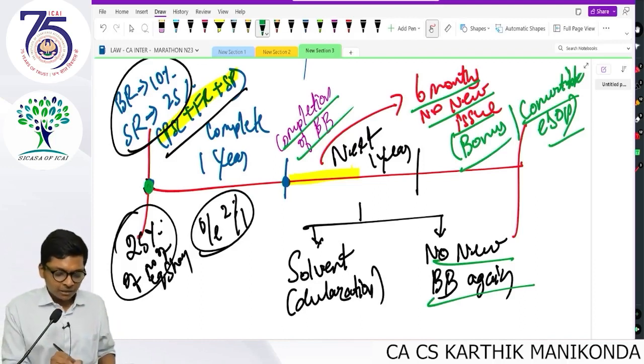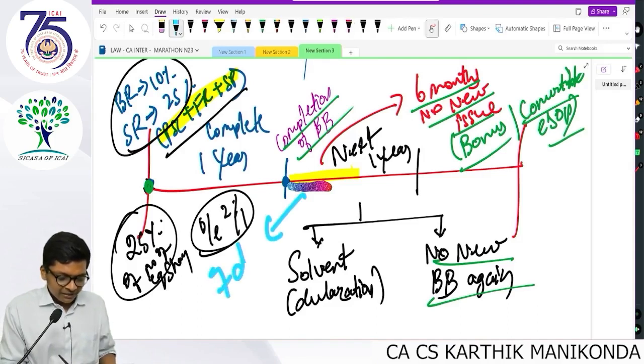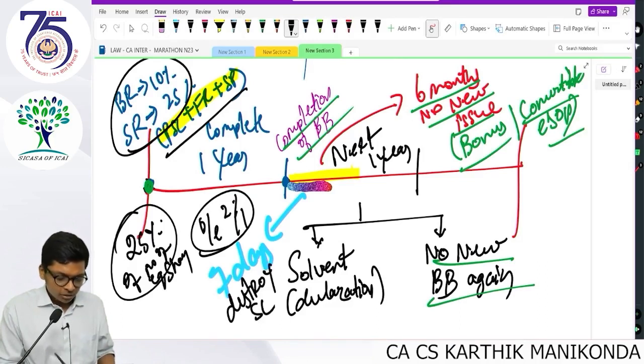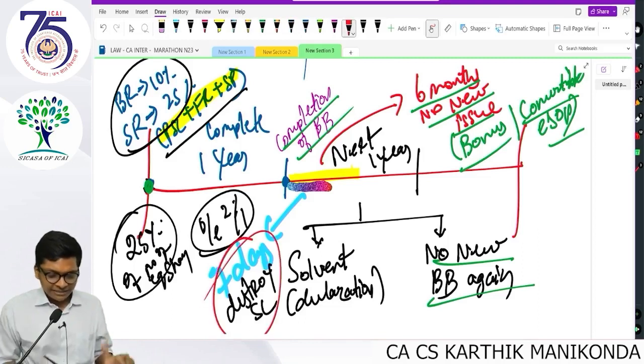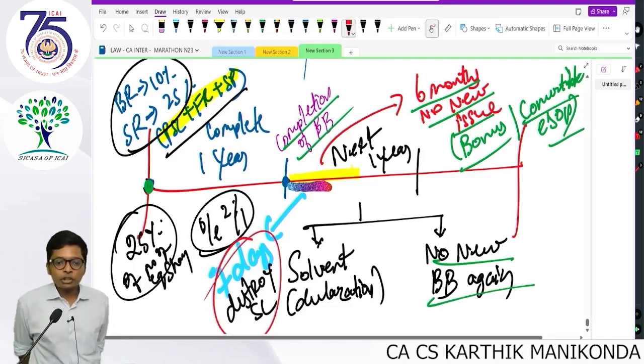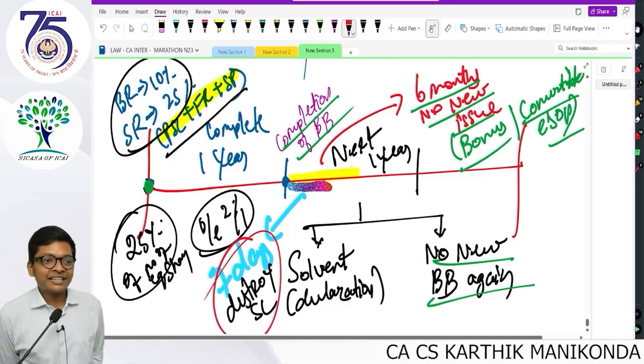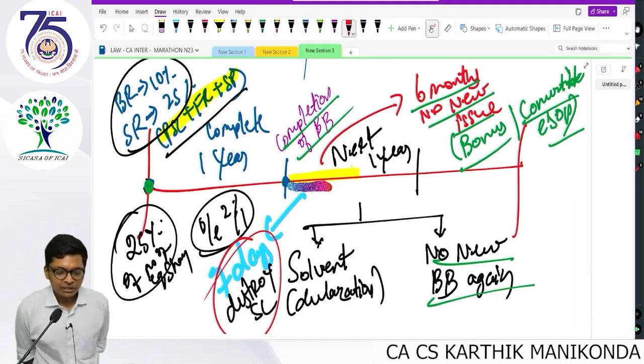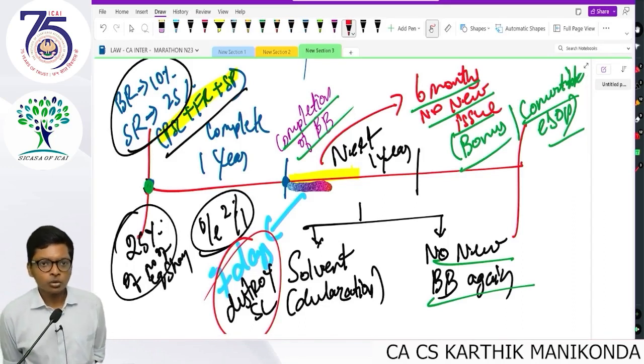Once buyback is done, I hope you can see a small rainbow, within the next 7 days, you have to destroy the share certificate. Within the next 7 days, you have to destroy what, guys? Physical share certificate. Clear? Hello?